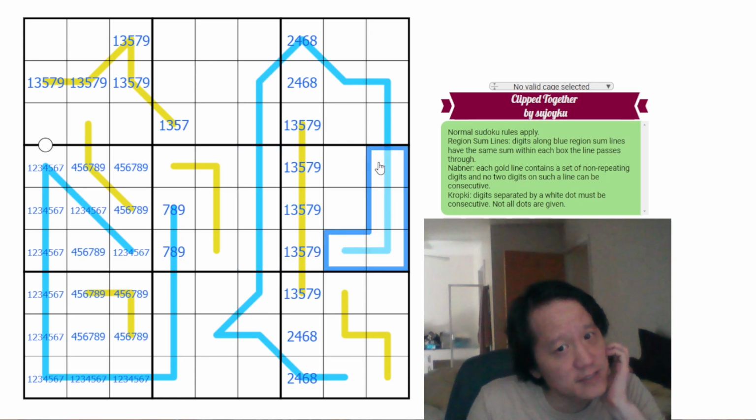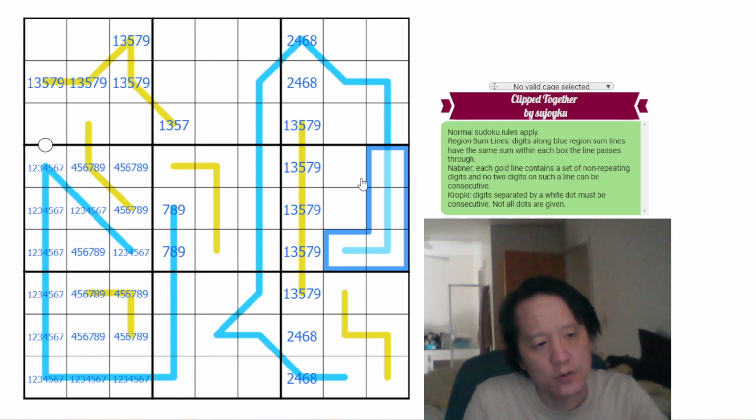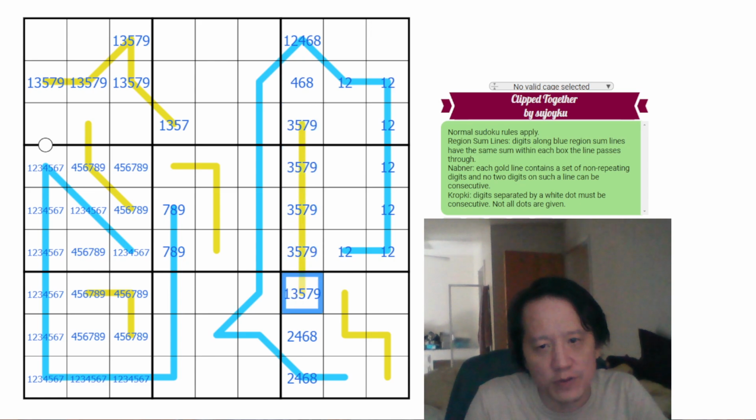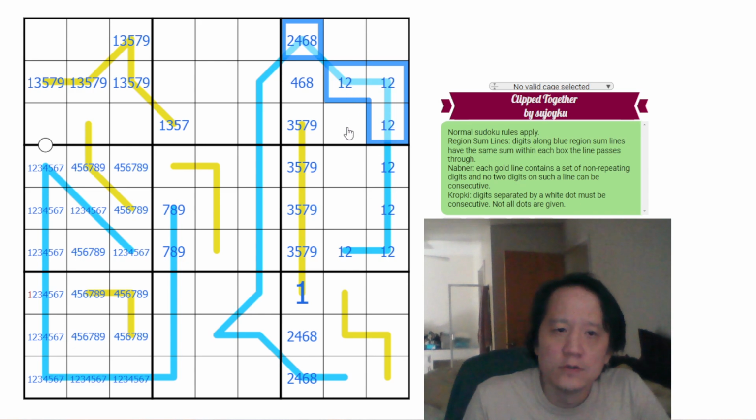So this has to have 1 and 2 because it's at most 12. So this can't be 2, this can't be 1, this can't be 1, therefore this is the 1. This cannot be 1. Right, because, yeah. Okay.